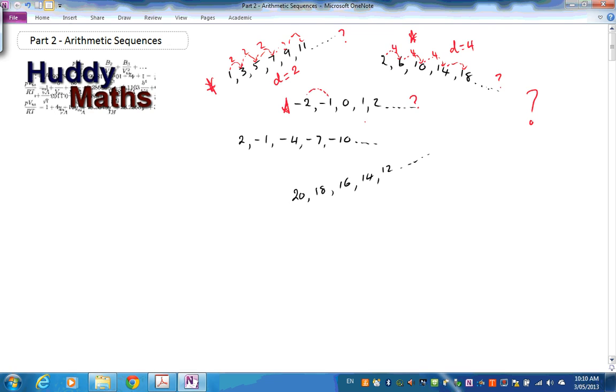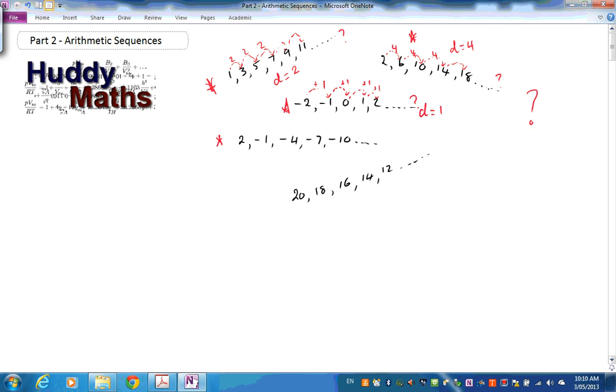-2 going to 1. What's that? Oh, well, we'd be adding on 3. Oops, sorry. Adding on 1. Adding on 1 would be 0. Adding on 1 would be 1. And adding on 1 would be 2. So it looks like this one's got a common difference of 1.